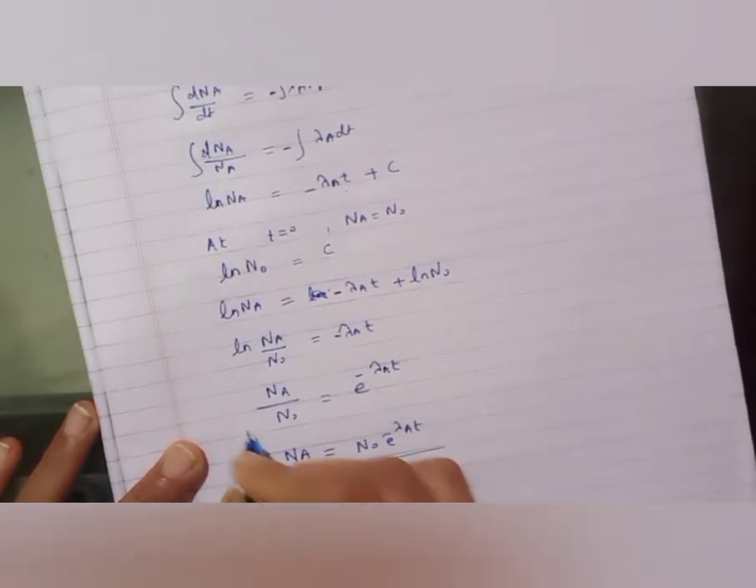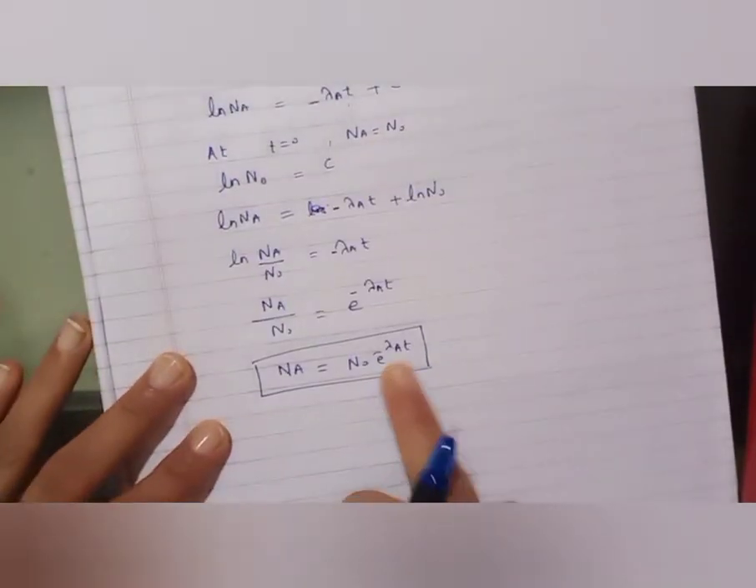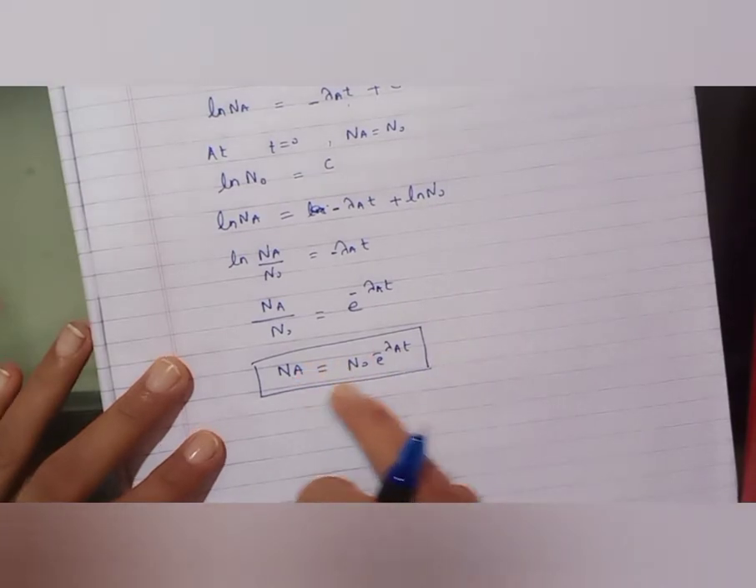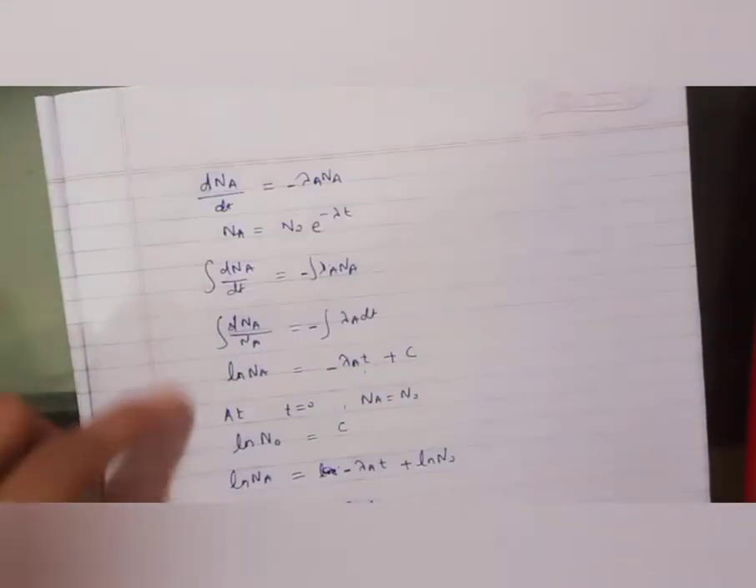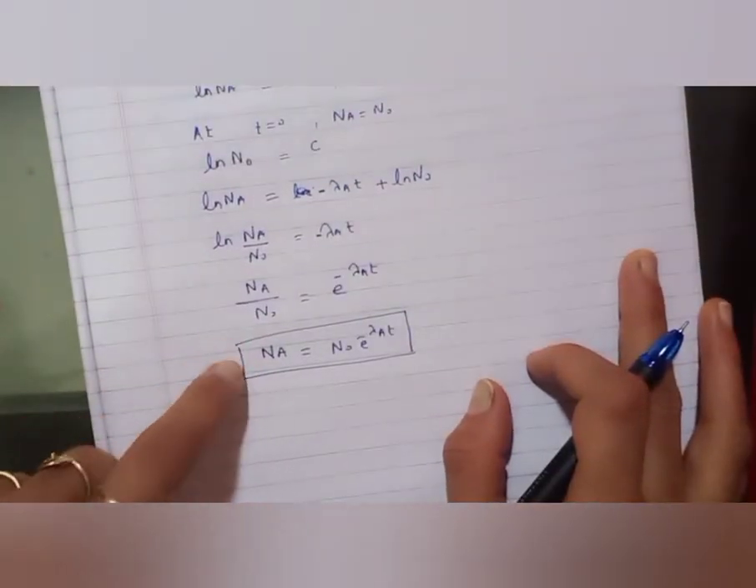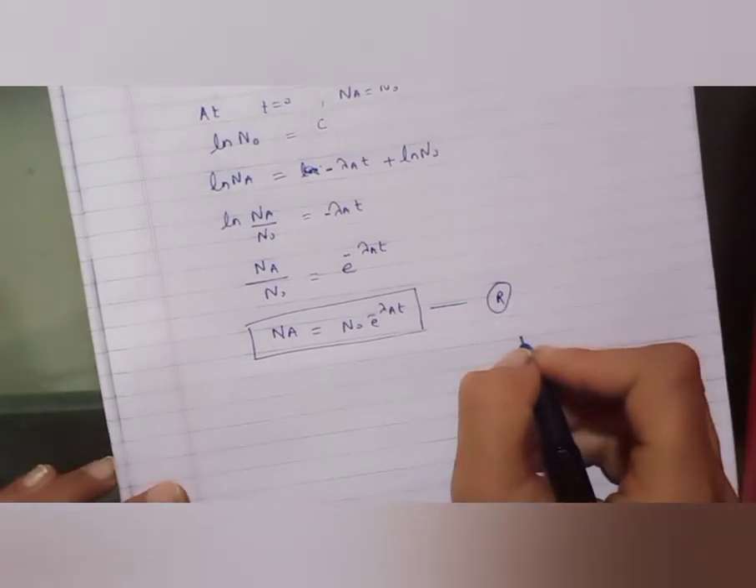This equation is the law of disintegration. So you should know this. There is no need to solve all this each time, but you should know this: Na equals N0 e raised to minus lambda t. Whenever you have an equation of this kind, you will get this solution. So remember this. This is the law of disintegration.